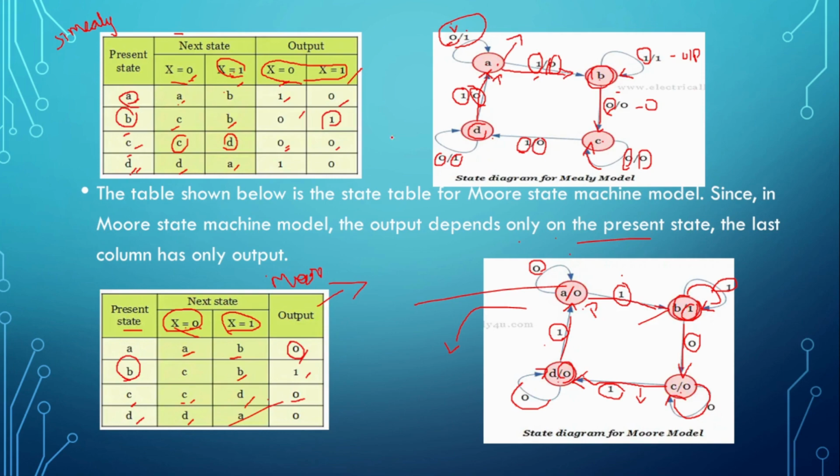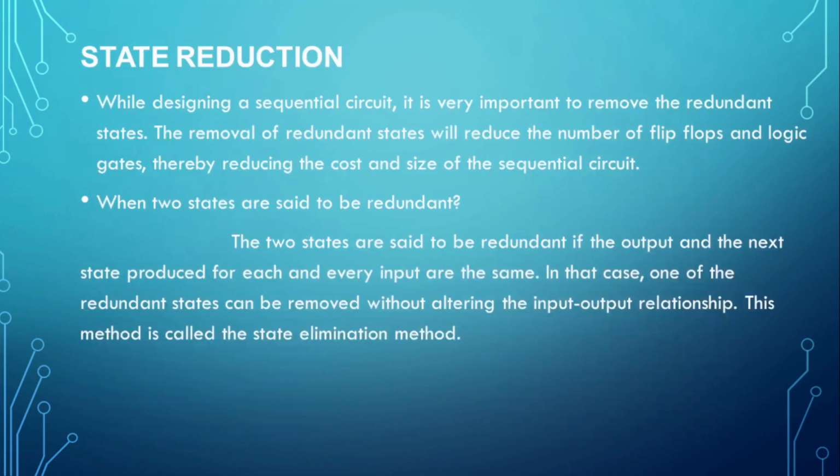In my previous video, I explained what is meant by the Mealy and Moore model and what all the differences are between the Mealy and Moore models. Next topic is state reduction. What is meant by state reduction? One more name is there. State reduction is also known as state minimization.